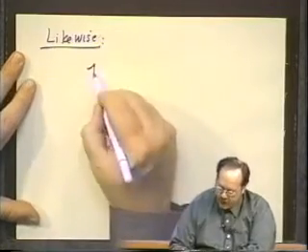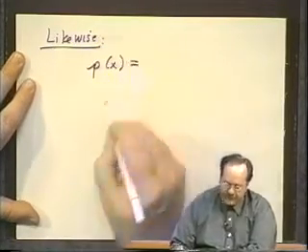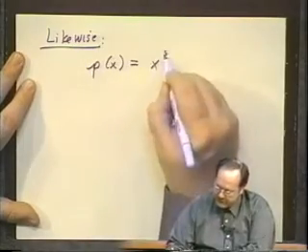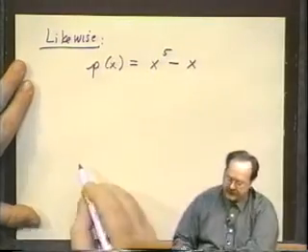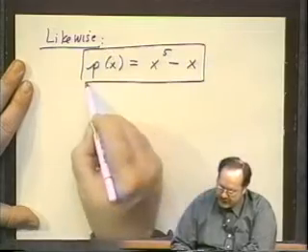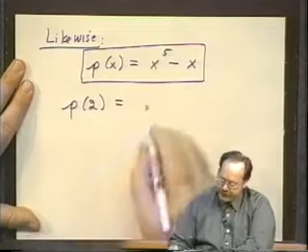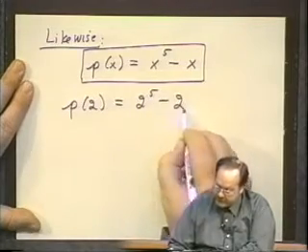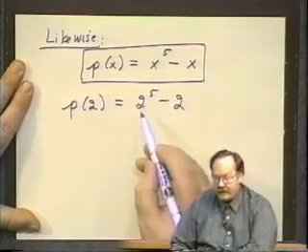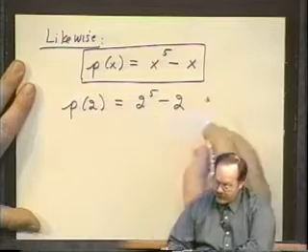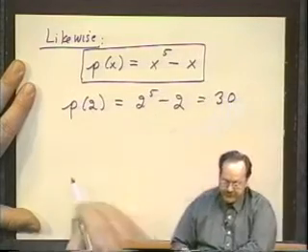Likewise, let's look at, say, how about p of x? Another letter, x to the fifth minus x. So there's the function we're going to look at here. Let's look at p of 2. Well, that's 2 to the fifth minus 2. Now 2 to the fifth, you may know, is 32. 32 minus 2 then is 30.